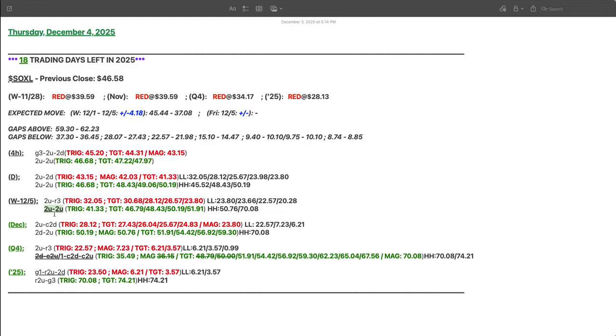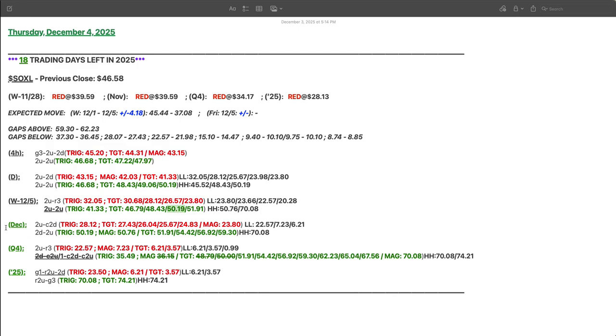If it's just underlined, that means it's been triggered. If it's underlined and bold, that means it's in force. So we are in force on the two up because we're above 41.33. First target was 46.70, or is 46.79 for the week. We're basically there. So now looking for that 48.43 and possibly that 50.19. It'd be real nice to reach that level.